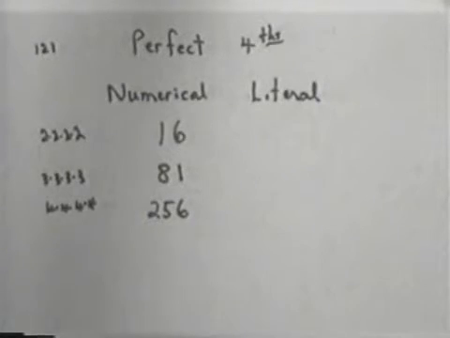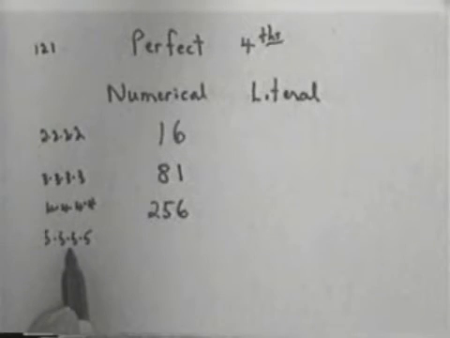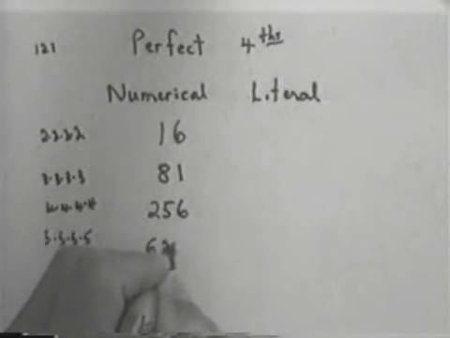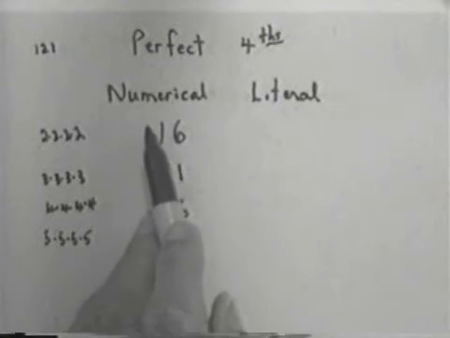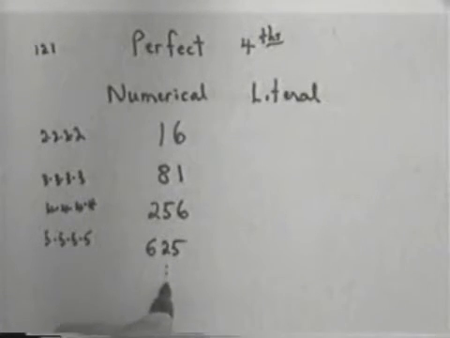We'll do one more. 5 times 5 times 5 times 5. 5 times 5 is 25. 25 times 5 is 125. 125 times 5 is 625. So 625 is a numerical fourth power. And I'll put the dot, dot, dot to show that it continues.